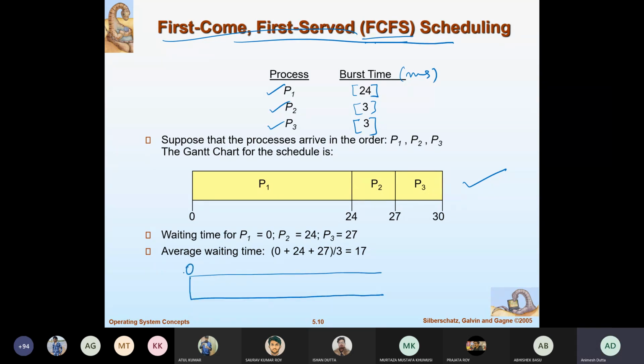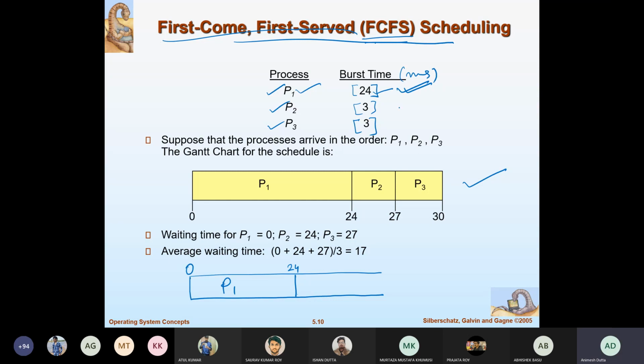It starts with 0. Process P1 comes first. It requires a burst time of 24 milliseconds. So P1 will be in the CPU for 24 milliseconds. Clear? After 24 milliseconds, P1 will be completed, meaning the burst time requirement of P1 will be completed.